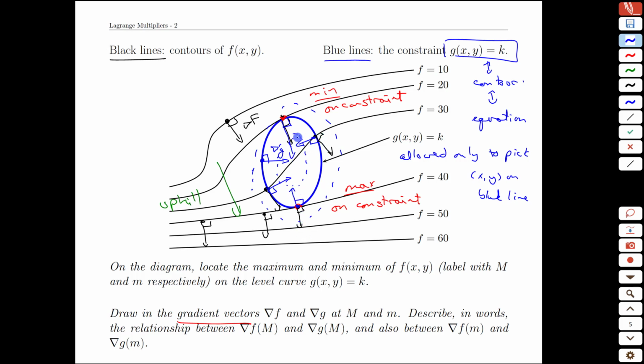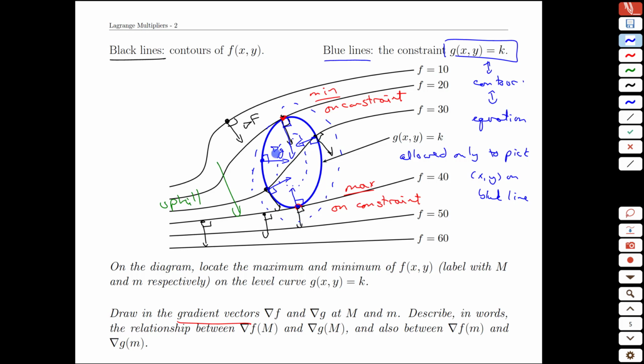And that's interesting. If you think about what's happening here, the blue vector and the black vector are pointing in different directions. But for some reason at the most interesting points, this minimum and this maximum, we get the gradient vectors of the g and f pointing in the same direction. Now why might that be?